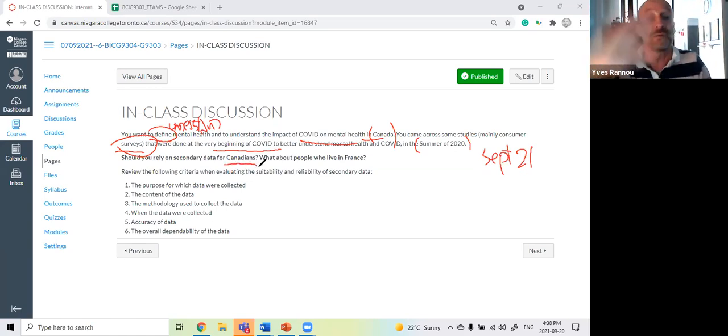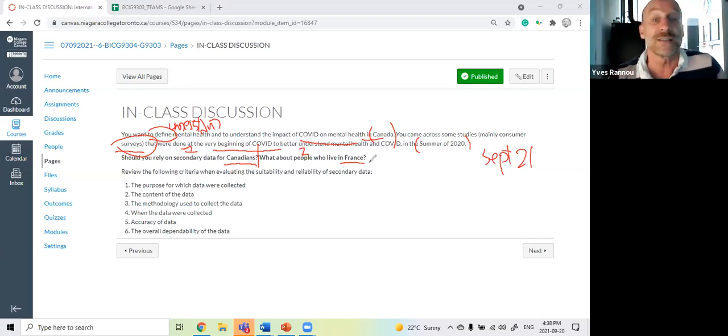What about people who live in France? So let's answer the first part of the question first, and then we're going to say, what about France? Let's say that you do business, you have employees in Canada, you have employees in France, and you want to understand the impact of COVID on their mental health. This could be a research project. Or the other is you want to understand the impact of COVID and mental health on consumer behavior.